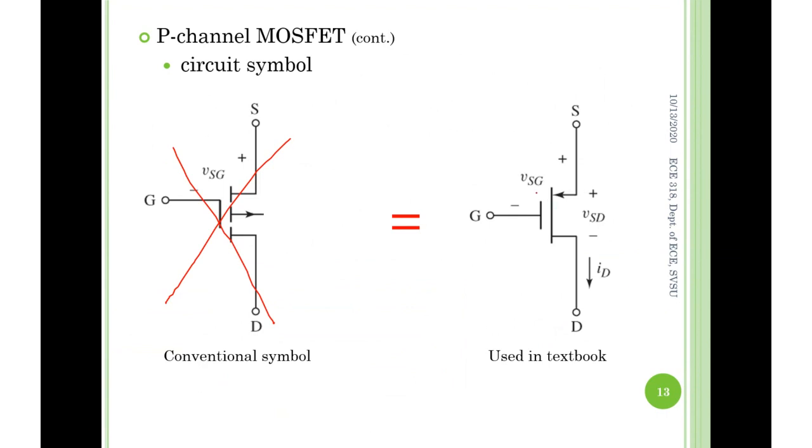See? They're worrying about a voltage VSG, not VGS. And the positive is on S, negative is on G, VSG. Not VDS, but VSD. From S to D. Current is going into the source, leaving from the drain.